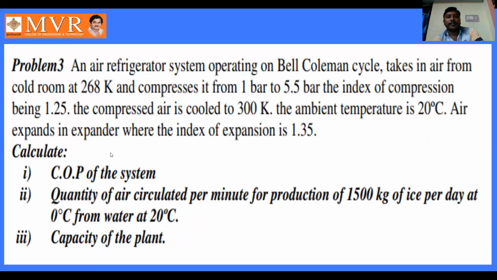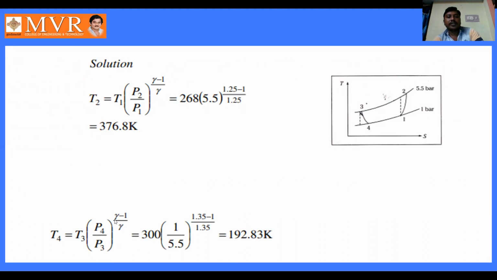And the expression for the expander. See in the problem, you can observe here, air expands in the expander. The index of expansion, which means the gamma value, should be taken here as 1.35. Hence, we are substituting here in the expander, the 3 to 4 process is the expander process. Hence, we are taking here gamma value as 1.35, minus 1 by 1.35. Hence, we have got T4 is equal to 192.83 Kelvin.